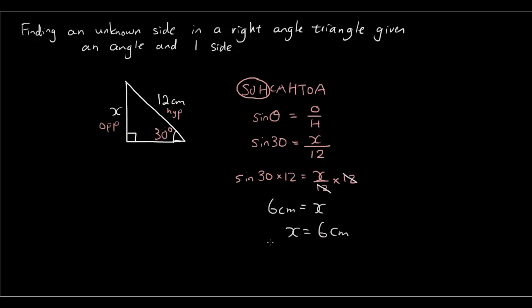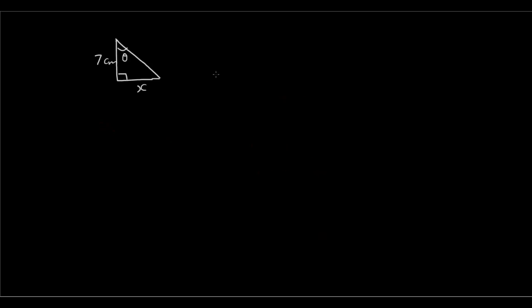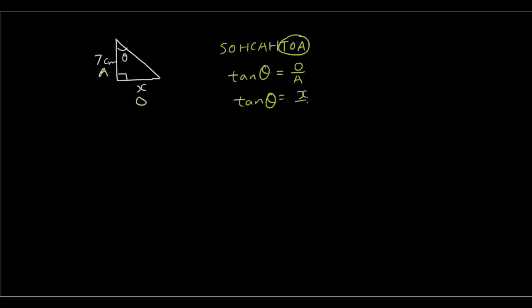Let's try another one. Okay, so in this triangle we have the opposite side, which is x, so we're going to label them. So that's the opposite side, and this is the adjacent side. So writing out SOHCAHTOA, we can see that the tangent equation involves both the opposite and the adjacent. So write down the tangent equation: tan theta equals opposite over adjacent. Tan theta equals x over 7.